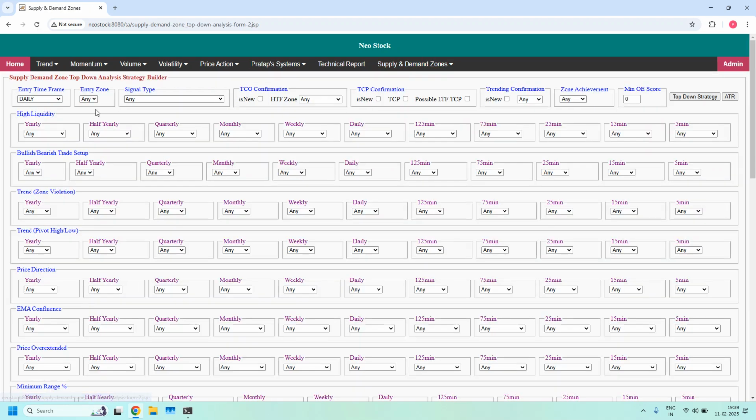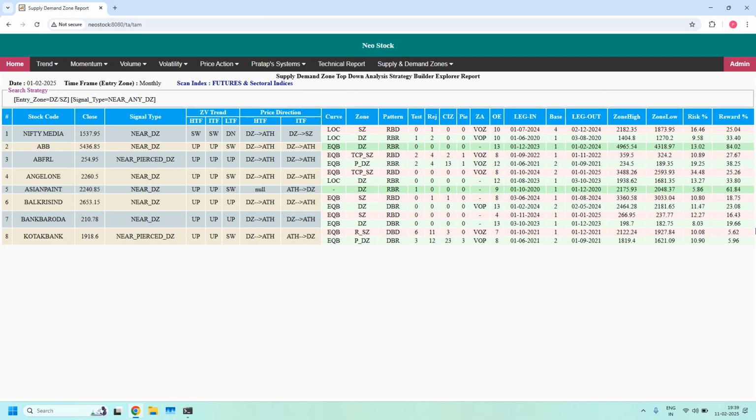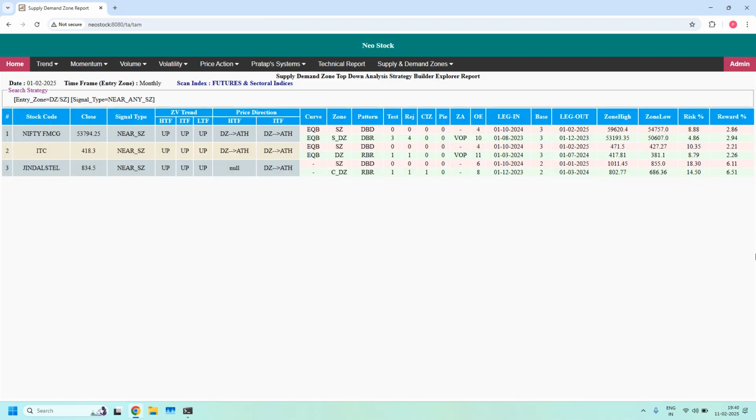Next time frame is monthly. Stocks near monthly demand zone. We got 8 stocks. Next, monthly time frame, stocks near monthly supply zone. We got 3 stocks.